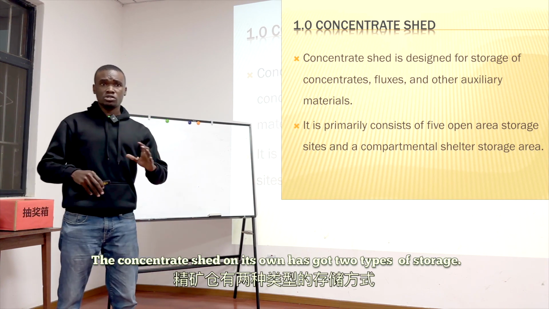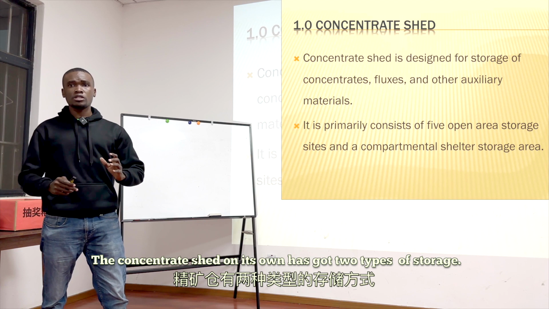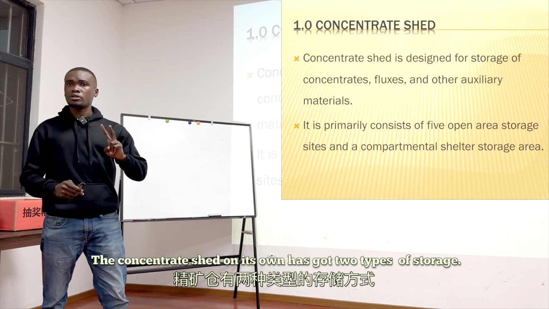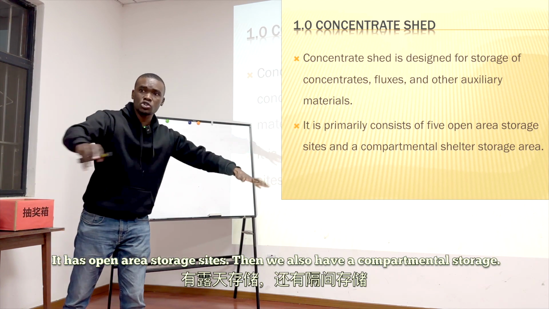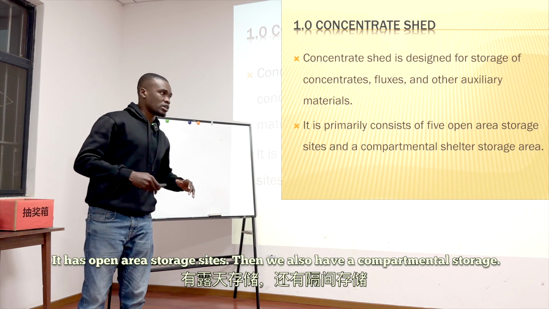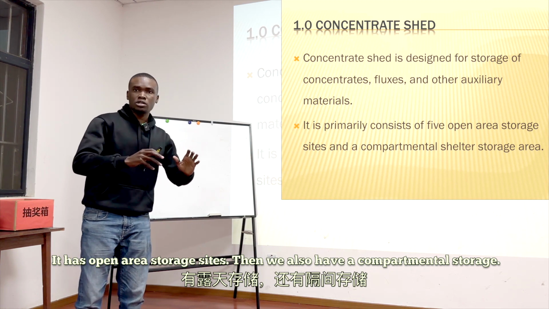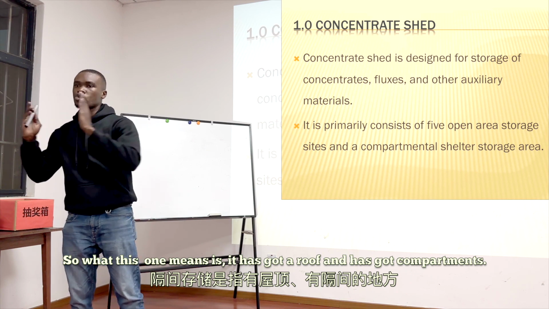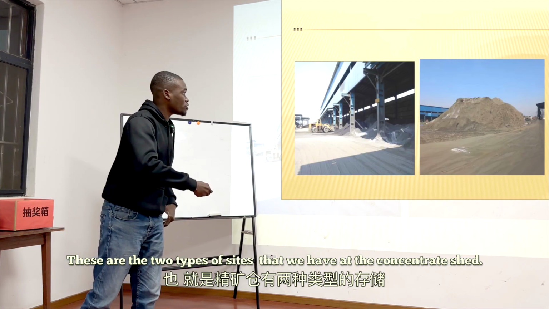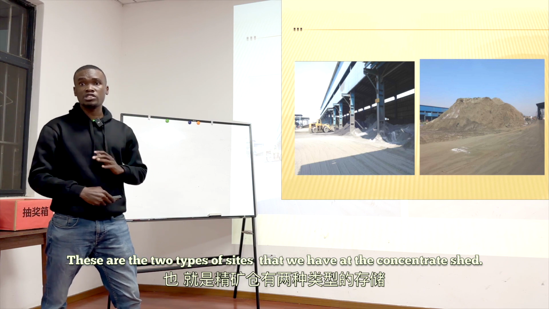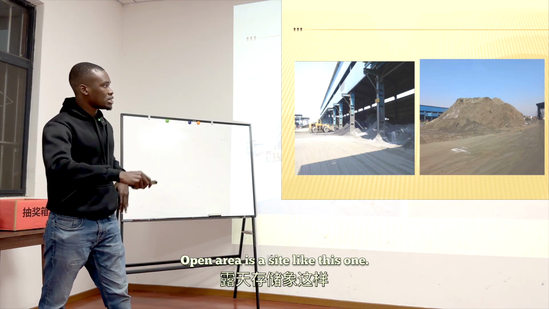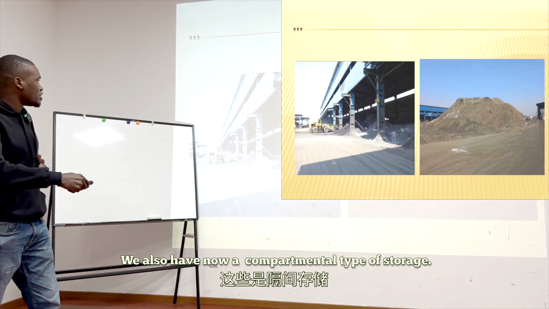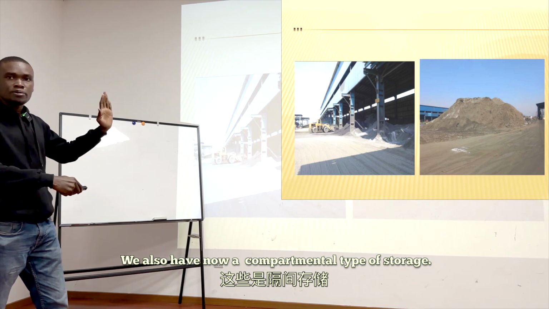The concentrate shed on its own has got two types of storage. It has open area storage sites. Then we also have a compartmental storage. So what this one means is it has got a roof and it has got compartments. These are the two types of sites that we have at the concentrate shed. Open area is a site like this one. We also have now a compartmental type of storage.